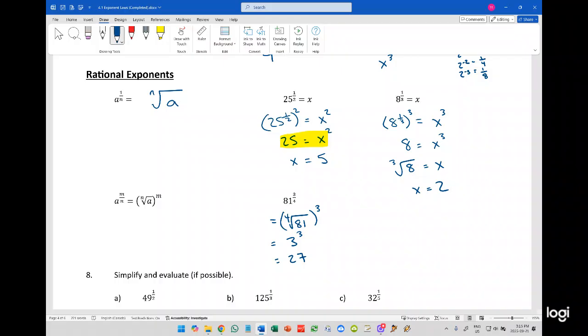So the bottom number gives us the root, the top number is a regular exponent, and we can actually do that in whatever order we like. However, if it's possible to do the root first, you're probably better to do this, because by the time you get to 81 cubed, that's equal to 531,441. Good luck at guessing the fourth root of that.